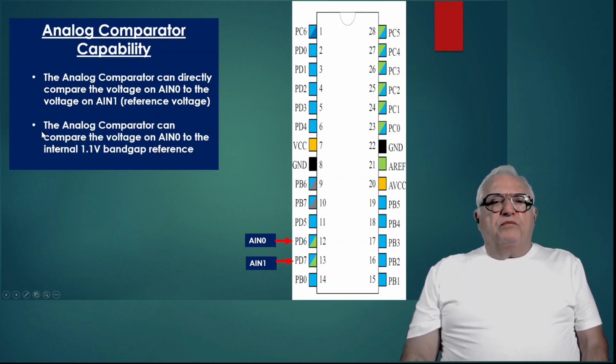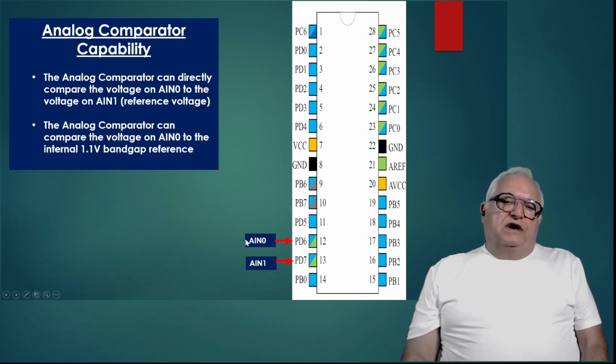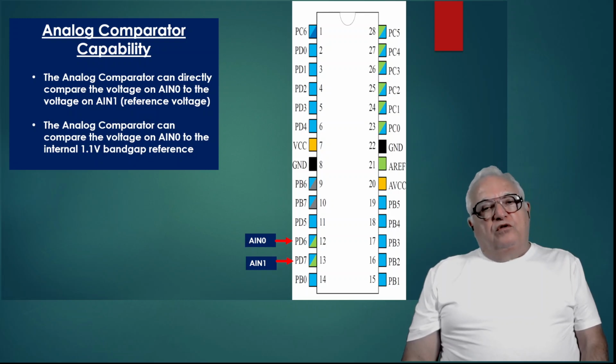Also, the Analog Comparator can compare the voltage of AIN0 to an internal voltage, which is 1.1 volts, known as the band gap reference. So let me put this in a different way. You have your reference voltage, AIN1, and then you monitor the behavior of the other source to see how it changes. And then you react according to whether this variable input goes above or below your reference.